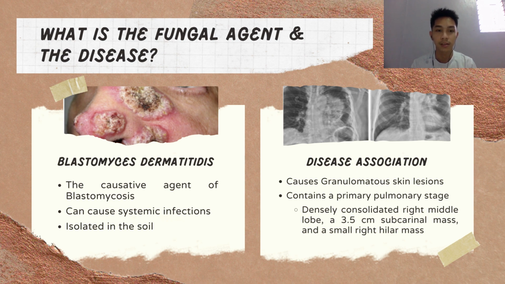The presence of a densely consolidated right middle lobe, a 3.5 centimeter subcarinal mass, and a small right hilar mass depicts pulmonary involvement or the primary pulmonary stage of the infection.